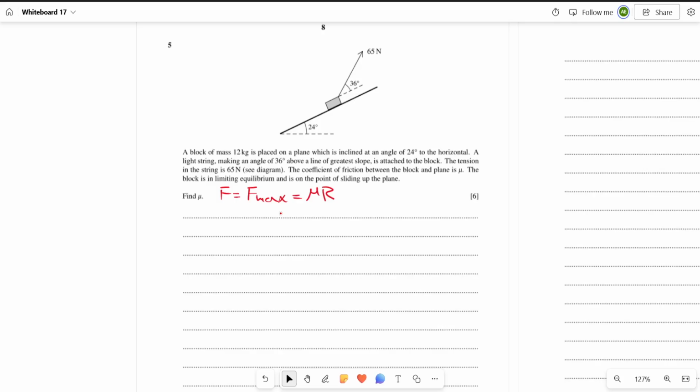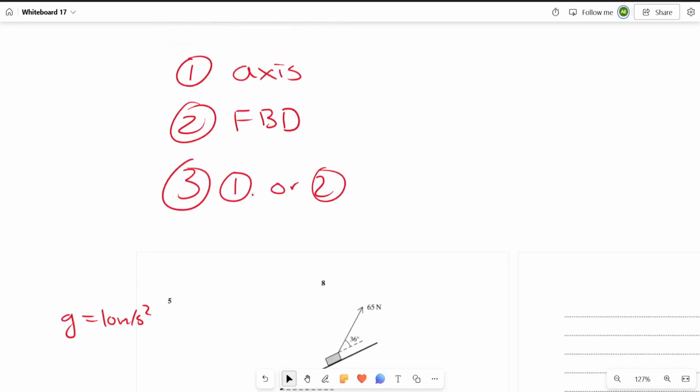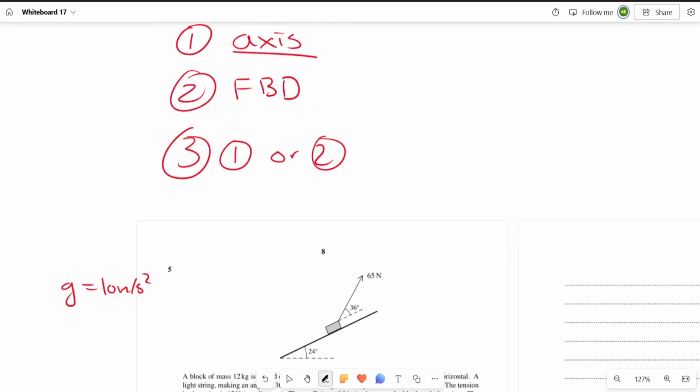So over here, the question wants me to find mu. It's a 6 marker. This is a Cambridge question. So for Cambridge, you take 10 meters per second squared as g. Anyways, what's the first step? It's always to choose your axis. What do I mean by that?